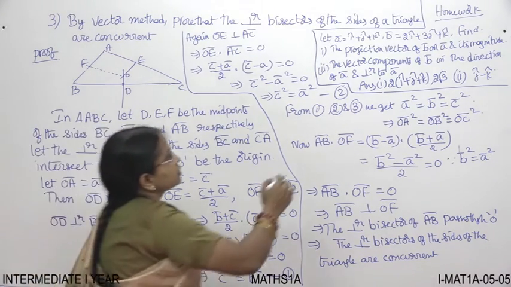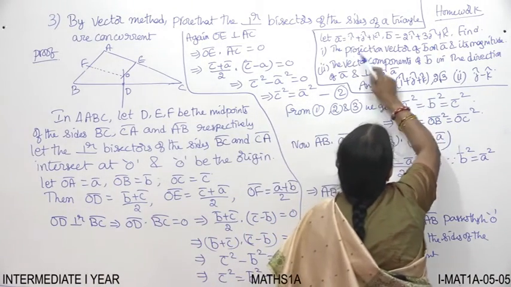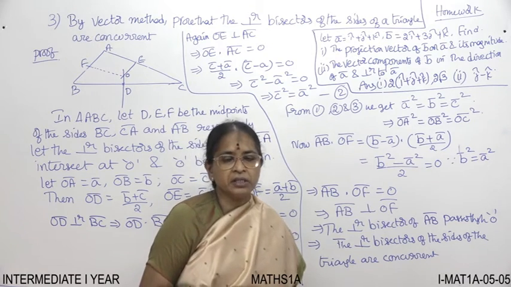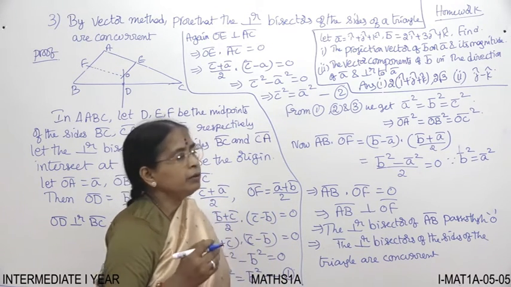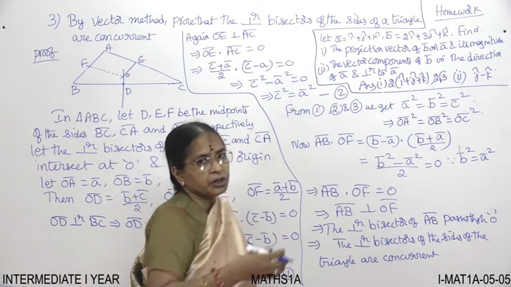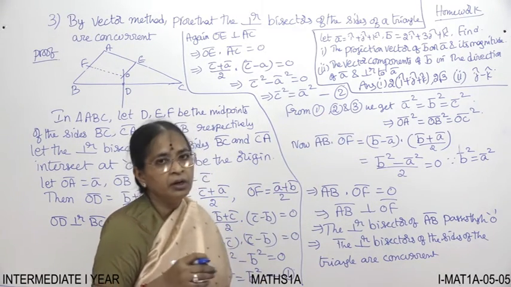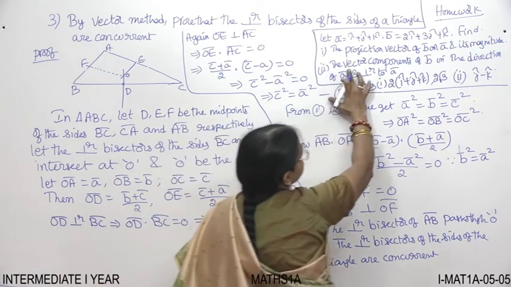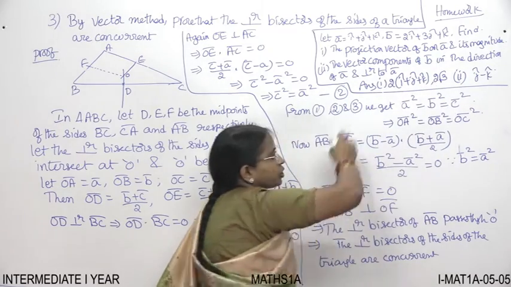Now you can take down this homework. A, B are vectors. Find the projection vector of B on A. Projection vector of B on A is B dot A into A by mod A square. So find out that and then find its magnitude. In the last period you have learned the formulae, so apply that.